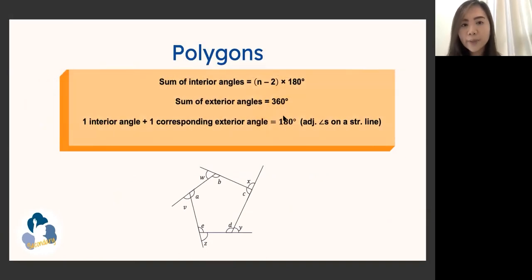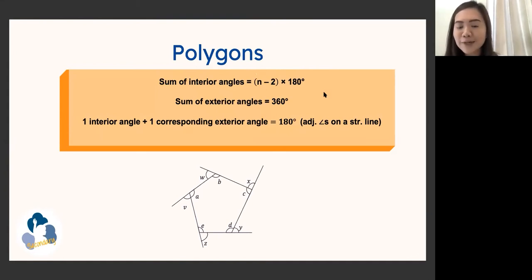For polygons, this whole section, you just have to remember two important formulas. The first one is the sum of all the interior angles. Taking the number of sides n, n can be any number depending on the number of sides of that polygon. Sometimes it could be an unknown also. It really depends on the question. So n refers to the number of sides that the polygon has, minus 2, times 180.